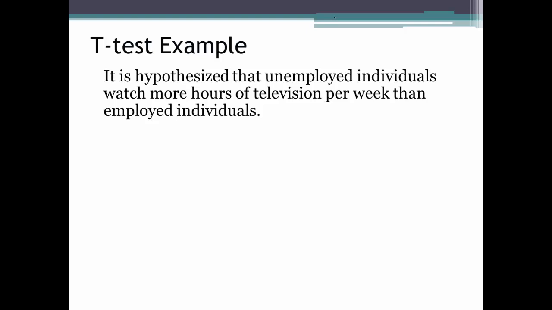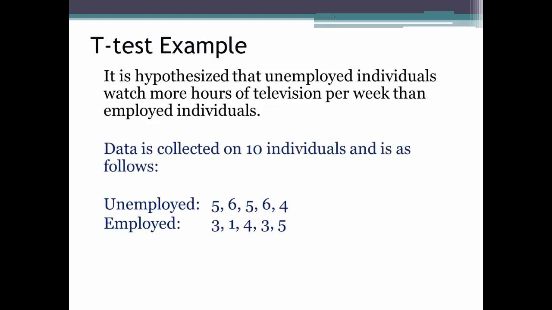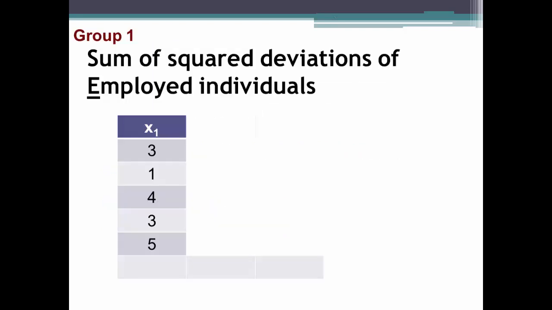Okay, let's do this, using a hypothesis that unemployed individuals watch more hours of television per week than employed individuals. You collect data from 10 individuals and find the following results. First, the easy part. Let's count how many observations there are, the n, which is 5. Then we calculate the mean of the first group. 3 plus 1 plus 4 plus 3 plus 5 equals 16. Divided by the n of 5 is 3.2. That's the mean of the first group.